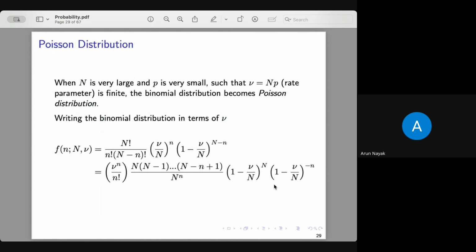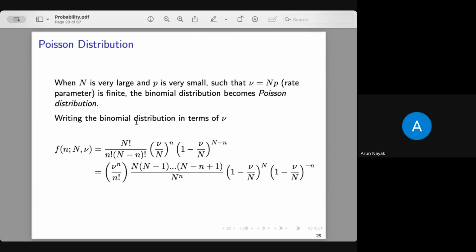Now, from the binomial distribution, if n is very large, that means the number of trials is very large, and the probability of success is very small, such that nu, which is the product of the number of trials times the probability, that means the rate of events, is still finite, then you can show that the binomial distribution becomes a Poisson distribution.